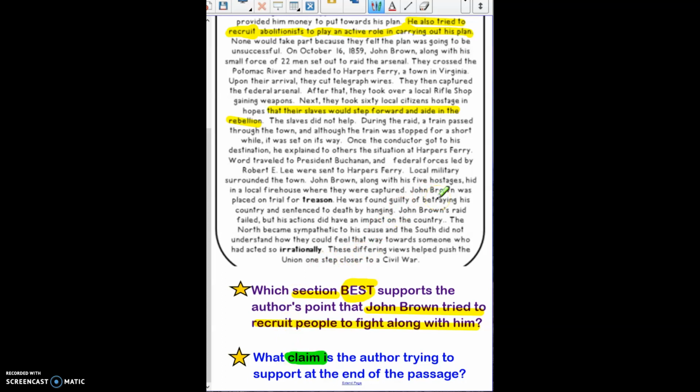Well, I think the most important detail of all in that last section is about how the North felt and how the South felt about his raid. So I infer that the author was trying to support that even though the raid failed, his actions did still have an impact on the country. And it led one step closer to the Civil War among Americans.